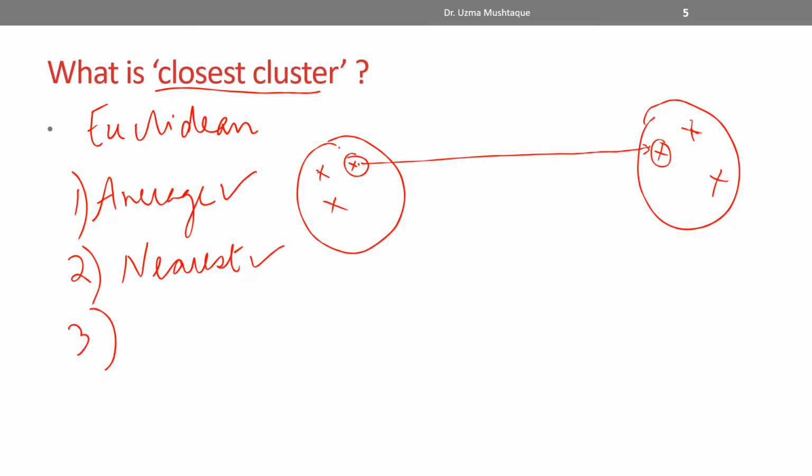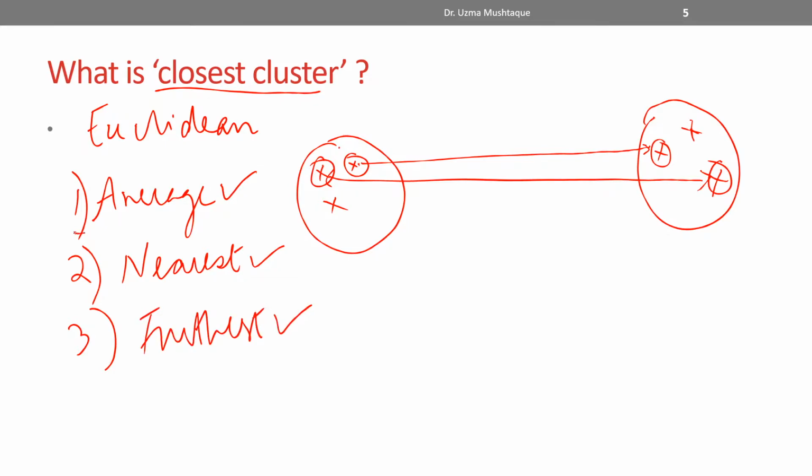And can we take the distance between the furthest points? And then again, the answer to that is yes, because that option is also available, right? But mostly we take the average of all the distances of the average of points in cluster 1 and cluster 2 and then find how close these clusters are. Right, so let's focus on the average, but obviously all these techniques are available and it's up to us which one we want to utilize. So that's about what is the closest cluster and how do we define it.